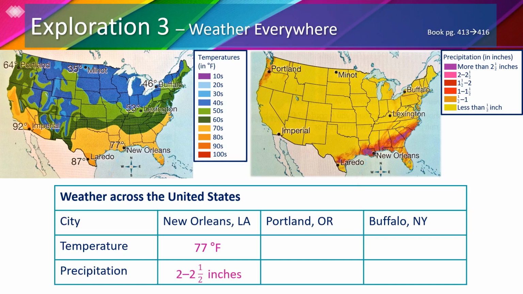The next city is Portland. The temperature is 64 degrees Fahrenheit. As for the precipitation, the color of this city in the map is red, so we write 1.5 to 2 inches. And finally, Buffalo City. The temperature is 46 degrees Fahrenheit. As for the precipitation, the color is yellow, so we write less than half an inch.